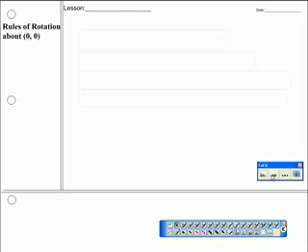Alright, these are our rules. Now these rules are specifically for rotations about 0, 0. And they only work when the center of rotation is 0, 0. However, like I've said before, in the majority of cases we will have this year, the center of rotation is going to be 0, 0.